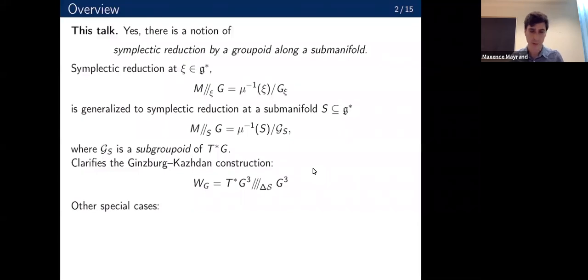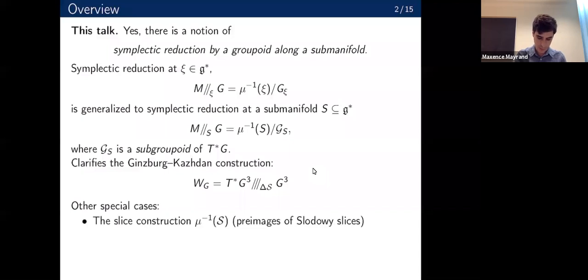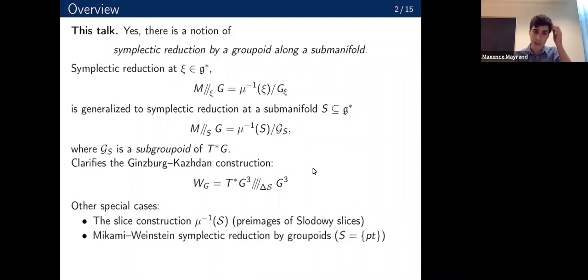And also as a bonus, we recover other special cases of symplectic reductions. For instance, we recover the slice construction. If you take the pre-image of a Slodowy slice under a moment map, this is a symplectic submanifold in general. And this is a special case of this, where the groupoid is trivial when you have a Slodowy slice, so we recover that fact. Another thing is the notion of Mikami-Weinstein symplectic reduction by a groupoid, which is a special case of this construction where S is a point.